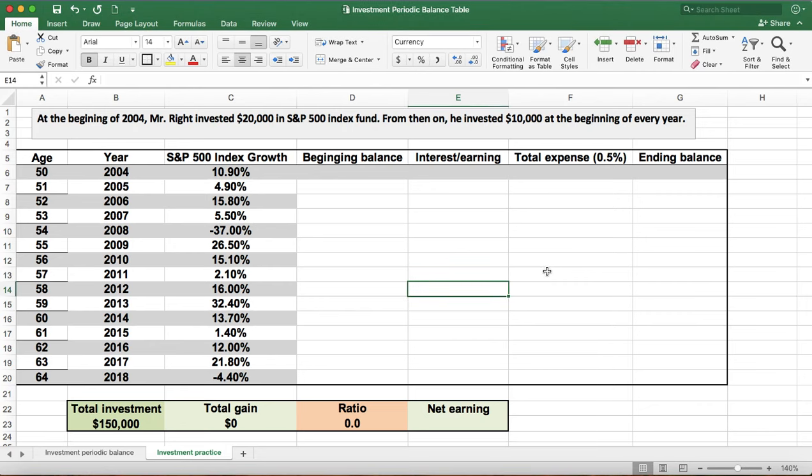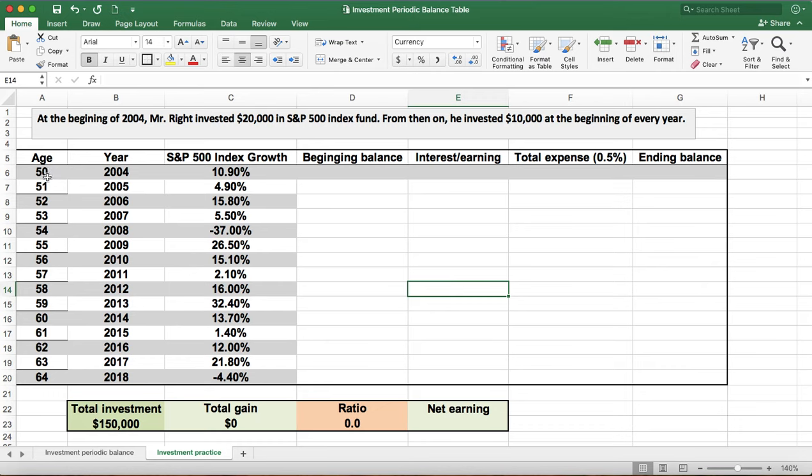Hello, in this video we are going to learn how to build an investment periodic balance table. Our scenario here is at the beginning of 2004, Mr. Wright invested 20,000 in an S&P 500 index fund. From then on, he invested 10,000 at the beginning of every year because he wanted to prepare for his retirement.